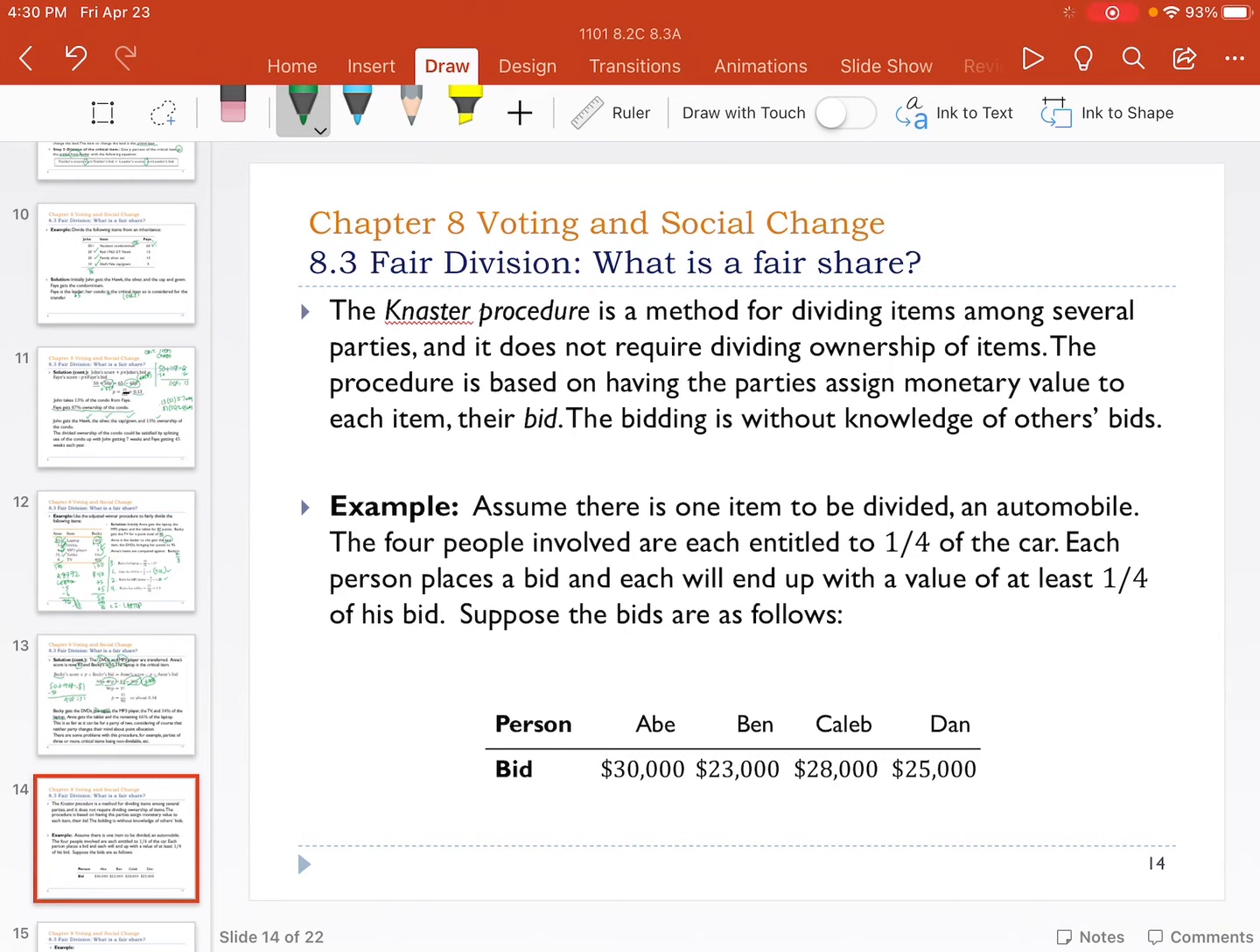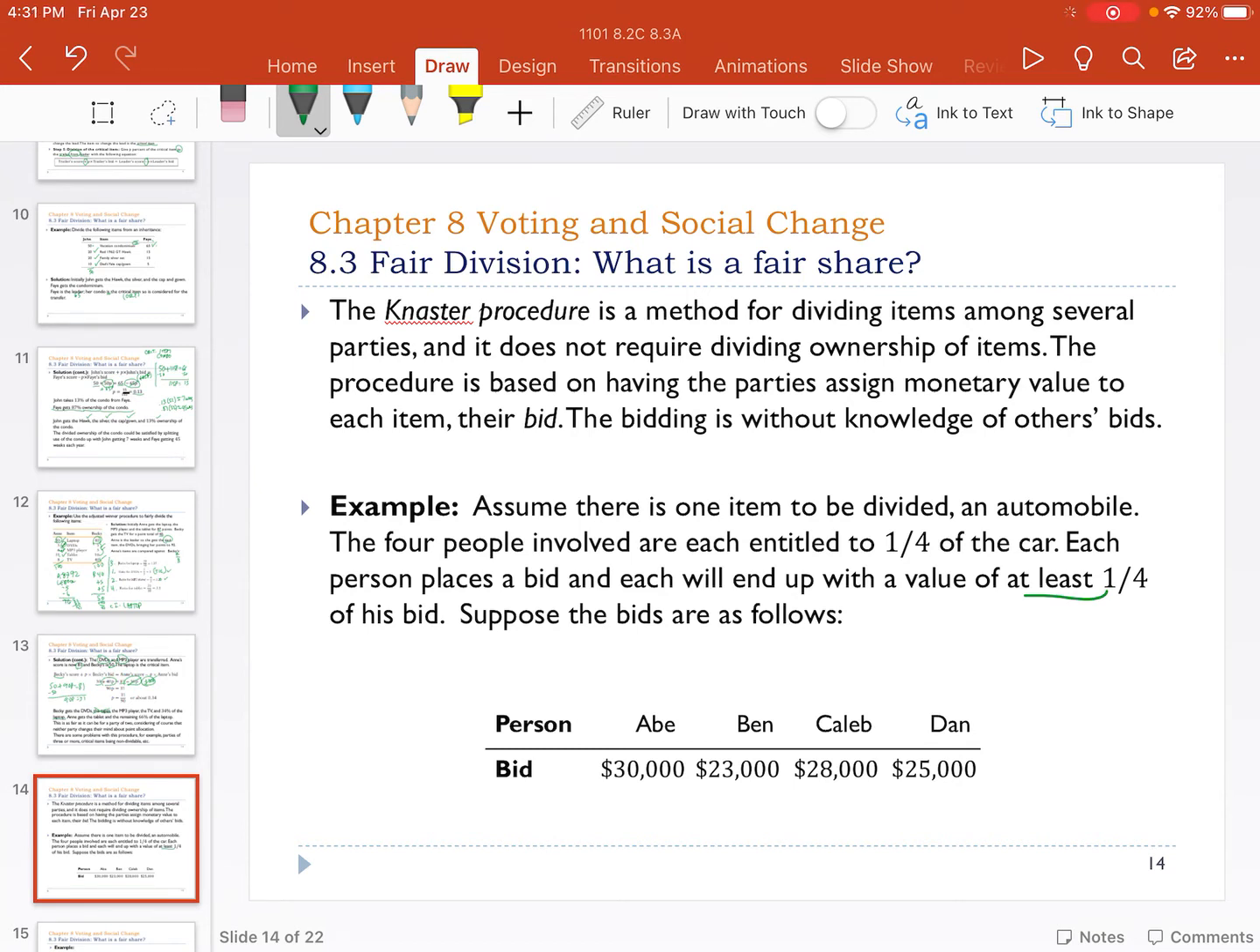But this one's a little bit different, and we have several items to be divided. Well, in this case, we have a simple example. I take it back, there's only one item to be divided. That's the automobile, the car. So the 4 people involved are entitled to 1/4 of the car. Each person places a bid, and each will end up with a value of at least 1/4 of his bid. That's the nice thing about this procedure. You're guaranteed at least 1/4, 1/3, 1/5, whatever it may be. So that's kind of a sweet situation.